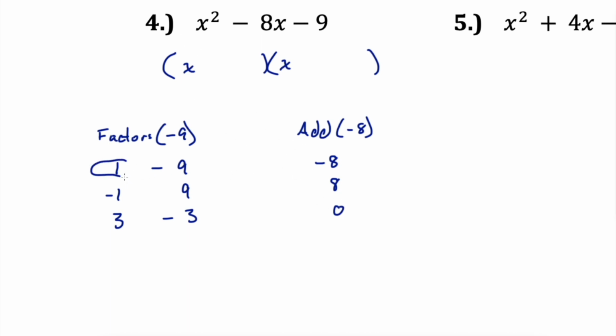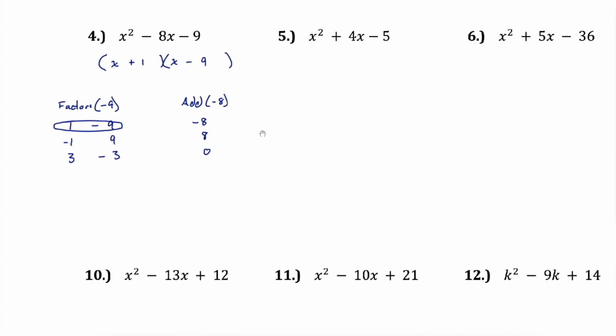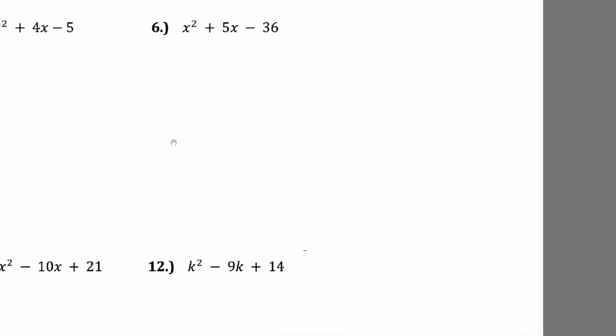We need a 1 and a negative 1. So this is going to be x plus 1, x minus 9. And if we FOIL this, we will see that our middle term is negative 8, and our last term here is negative 9. It's going to work. Okay. Let's take a look at, I'll do 6.